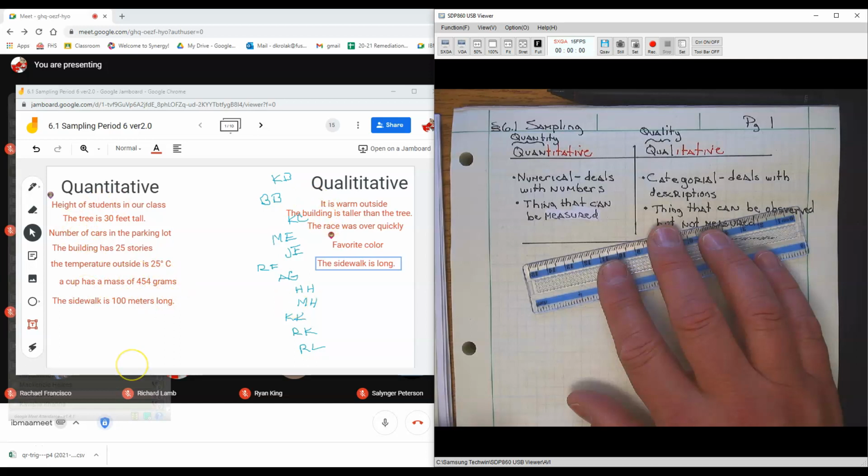Okay, what do we got? 4 minutes? Okay, we'll stop there, guys, for today. Tomorrow we'll do identifying populations and samples. What's a population? What's a sample given a particular survey?